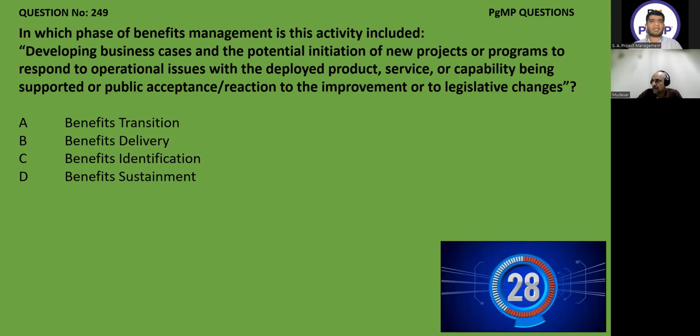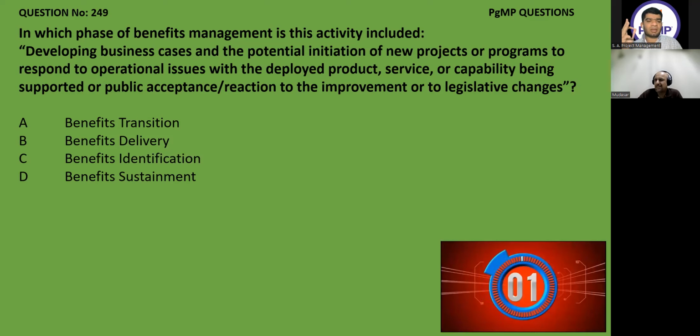Now, read the question again. Develop a business case and potential initiation of new projects or program to respond to operational issues with the deployed product. What do you mean? The project is already delivered. Benefits you have already delivered. How can we use in the program delivery phase? Okay. You're right. The project is already delivered. So this is benefit transition. No. In which case we are. Benefit sustainment. This was a question I repeated.